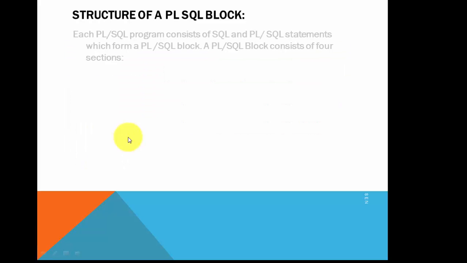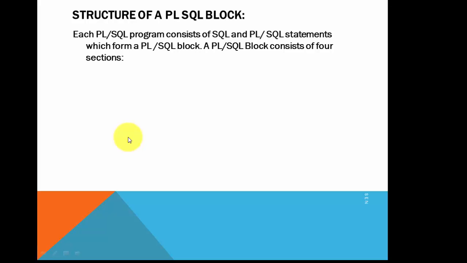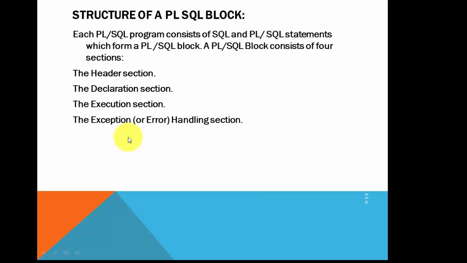What is then the structure of a PL/SQL block? Because we have not started with PL/SQL block yet, so what is the structure of a PL/SQL block? Here it consists of 4 sections. One is the header section, next is the declaration section, the third is the execution section, and the fourth is the exception handling section. These are the 4 sections of a PL/SQL block which we have.